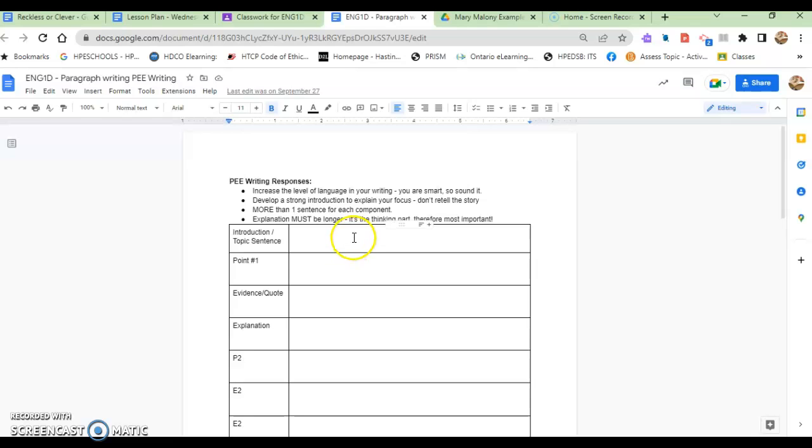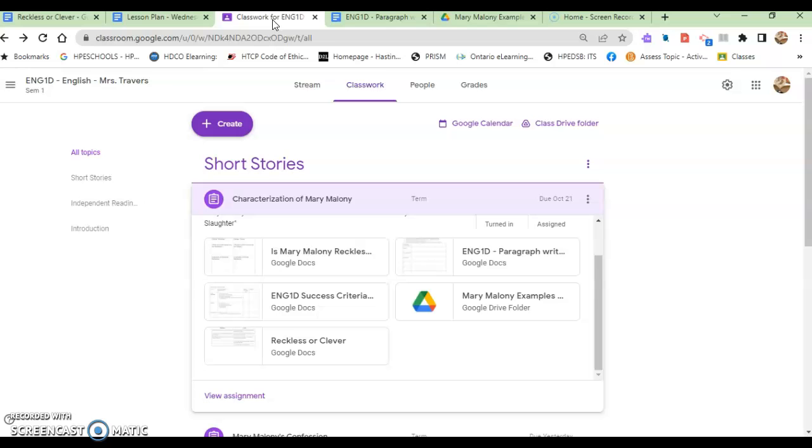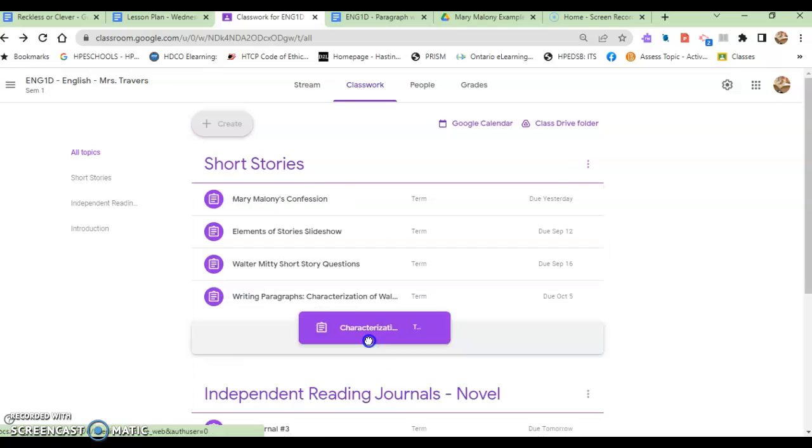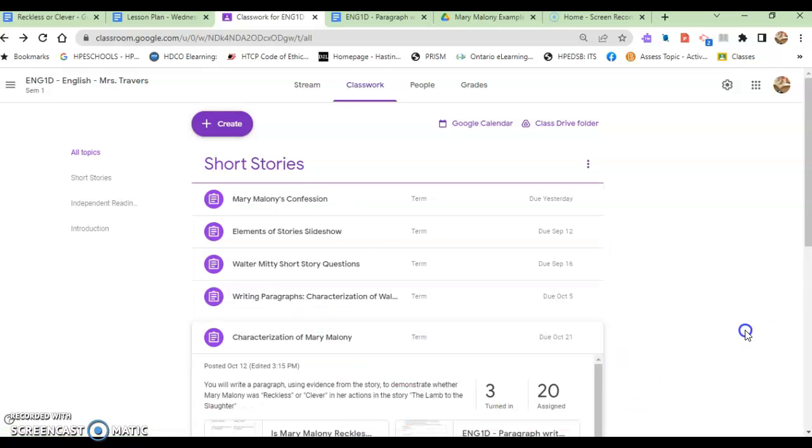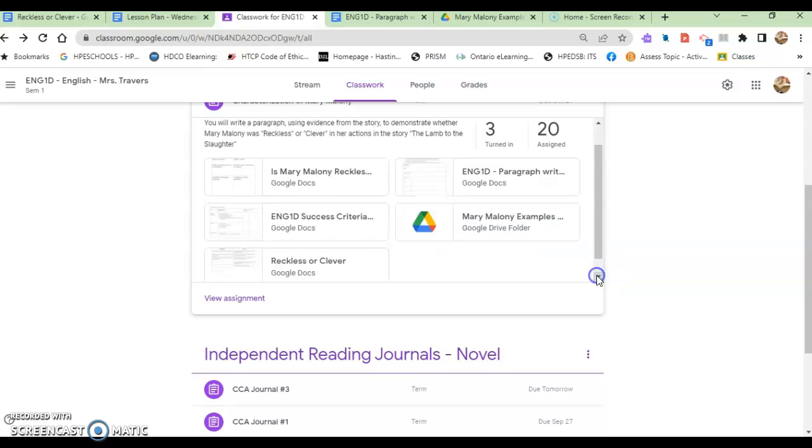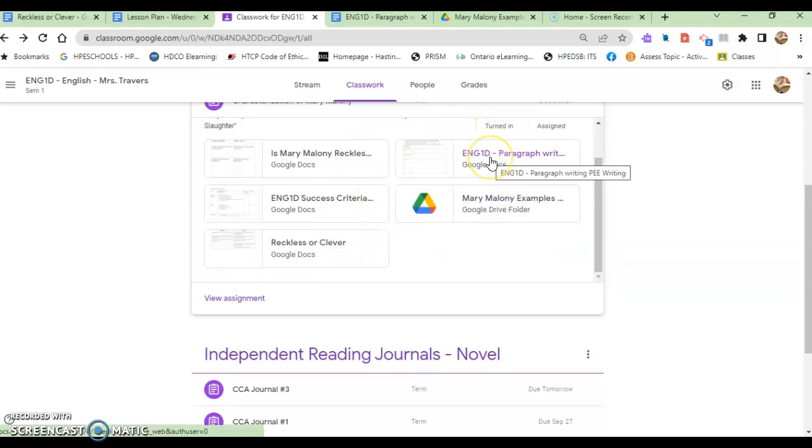I want you to think about, if you don't like this planner that you've seen before, what is yours going to look like? It can look like a mind map. It can be a number of different things, but you need to plan out what are your points, what is your evidence of that point, and how are you going to explain the significance of that point. So my expectation of you in class today is that you're going to take the information that we've been working on for the past couple of days, and you're going to work on planning and organizing your paragraph.